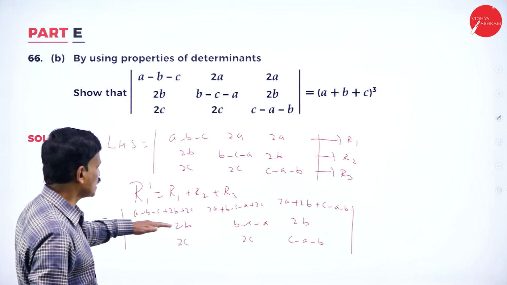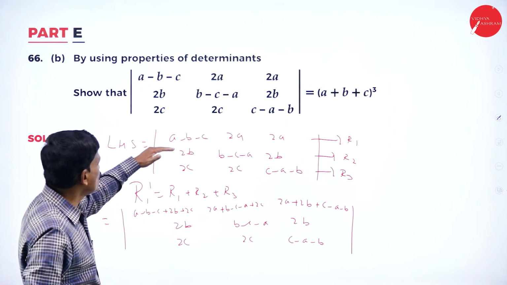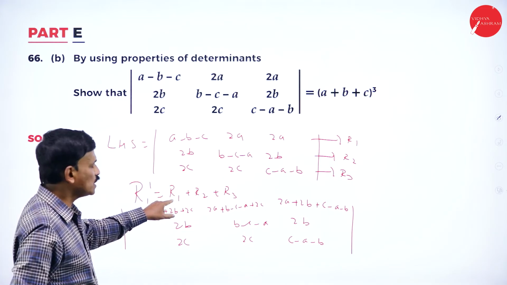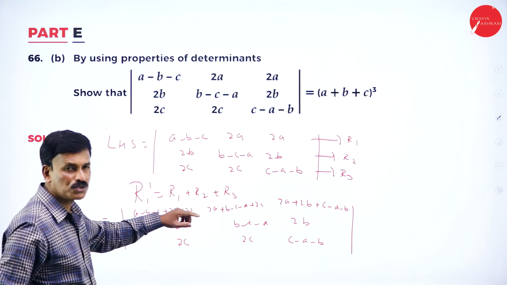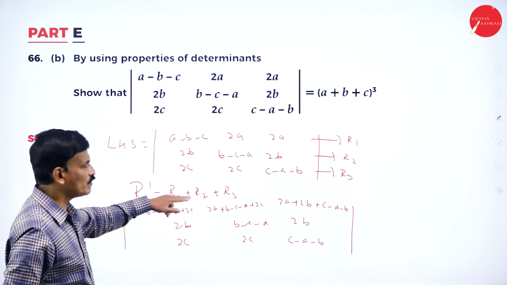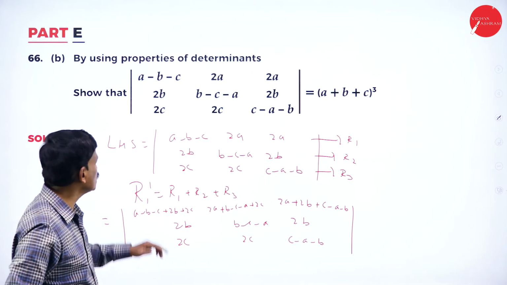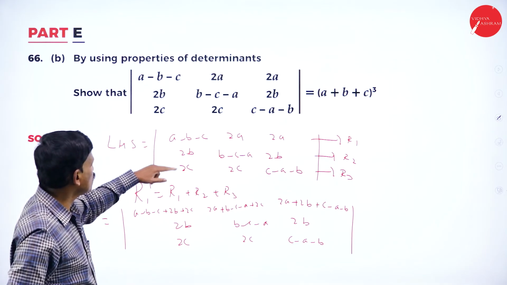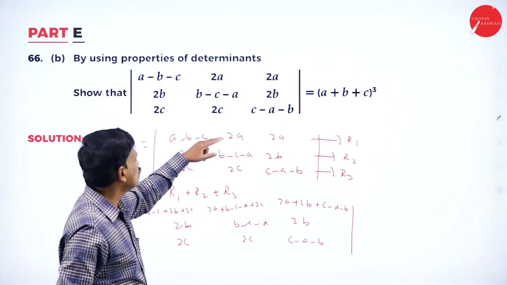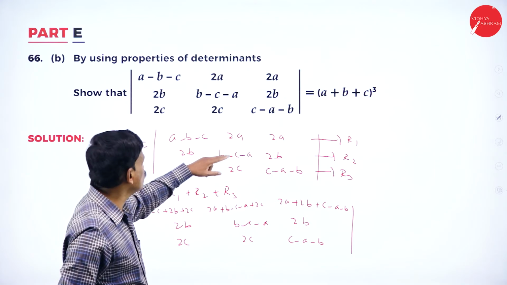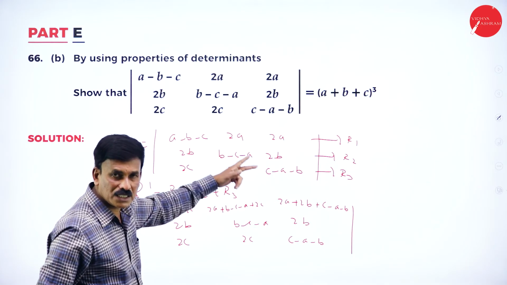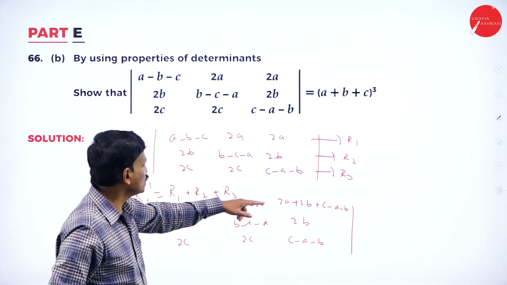Okay. Second row and third row are the same. The first row is to be changed by taking R1 dash is equal to R1 plus R2 plus R3. First element of row 1, first element of row 2, first element of row 3: A minus B plus 2B plus 2C. Again, second element of row 1, row 2, row 3: 2B plus B minus C minus A plus. Again, third element of row 1, row 2, row 3.